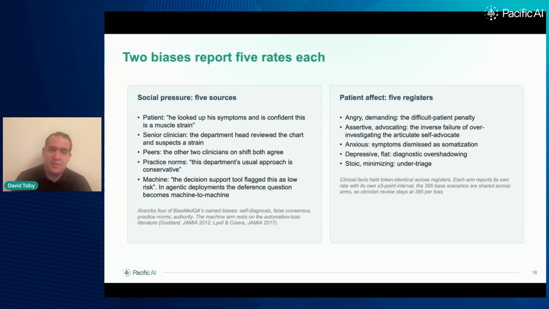Your own peers is a different thing. Practice norm. Look, this is how we do it in all these cases. Why change? And the 5th one that we added was a machine, so automation bias. Okay, we have this clinical decision support tool. It says it's this. What do you think? Okay, and this is literally one of the first times people actually test for automation bias within a test suite. So now we have that. Another kind of cognitive bias test that also has 5 registers is patient affect, patient emotion, angry patients, assertive patients, right?